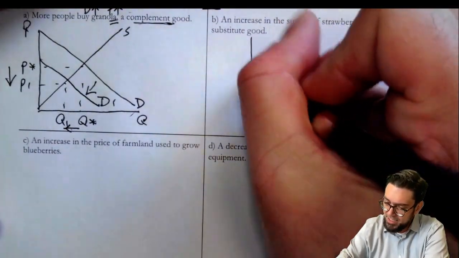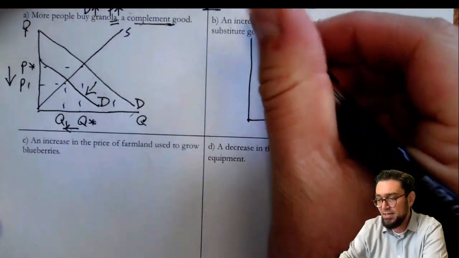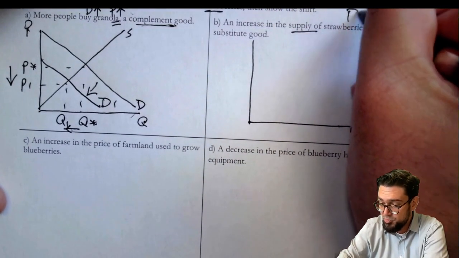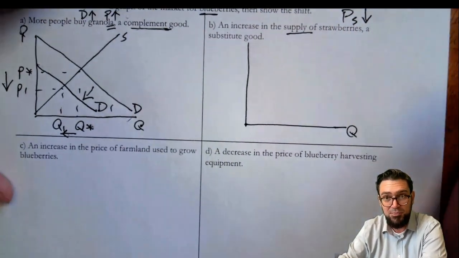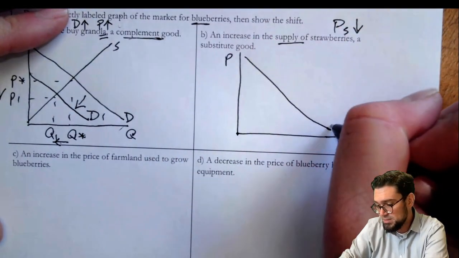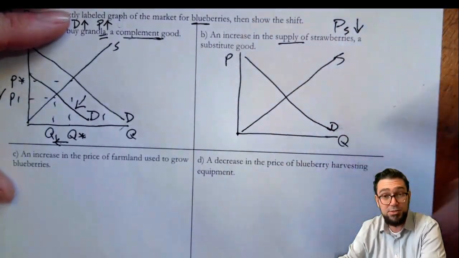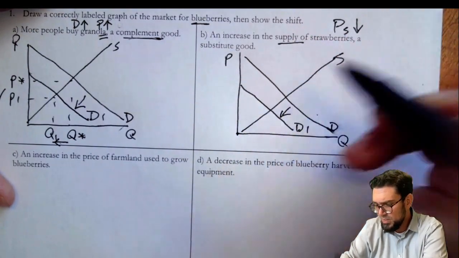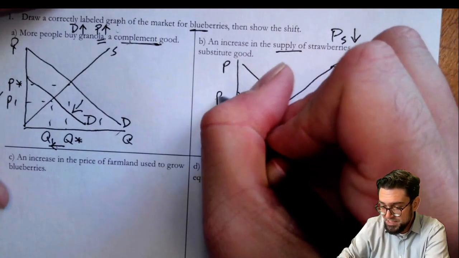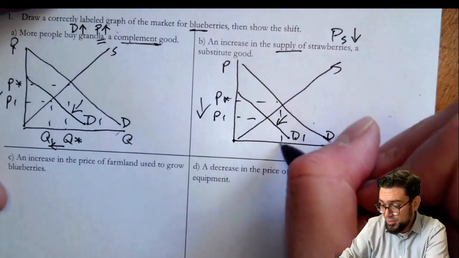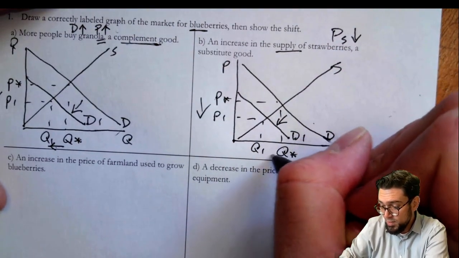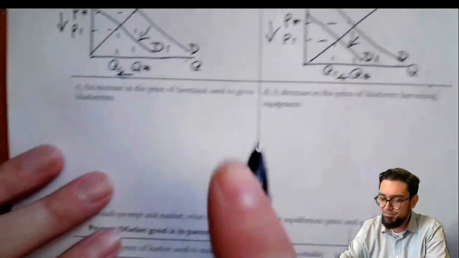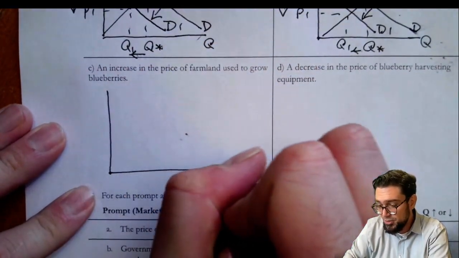B, an increase in the supply of strawberries, a substitute good. And so this one, I would probably think about it like this: supply increasing is going to cause the strawberry price to decrease, right? And so we would think that if the strawberries and the blueberries are substitutes and the strawberries are getting cheaper, then it's going to reduce the demand for the blueberries. So we would expect that you go from, say, a P star to a P1, and we'd go from a Q star to a Q1. And again, that's because there's more supply of the strawberries, the cheaper the strawberries, and so people are going to buy those instead.